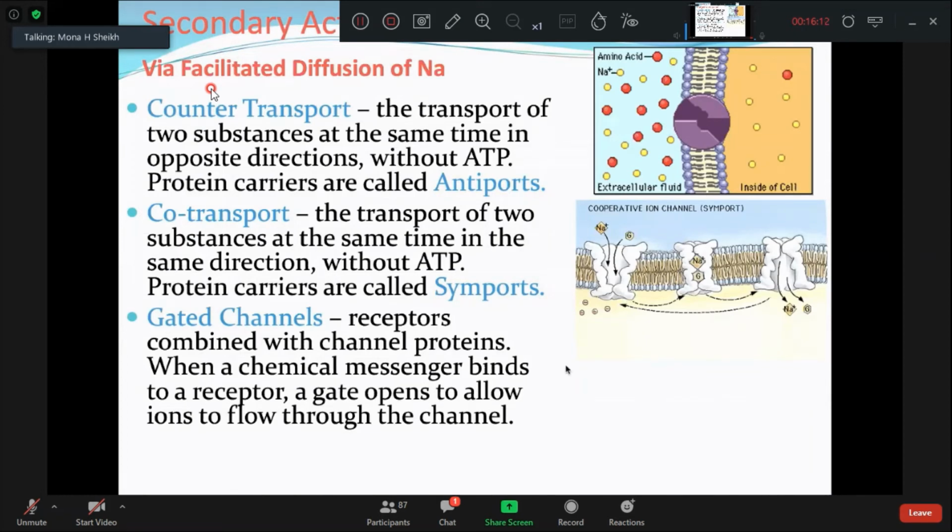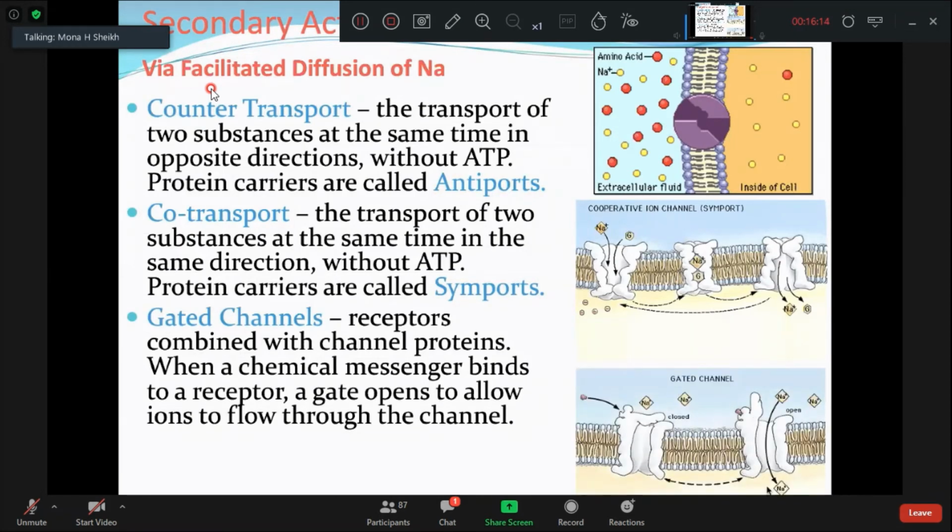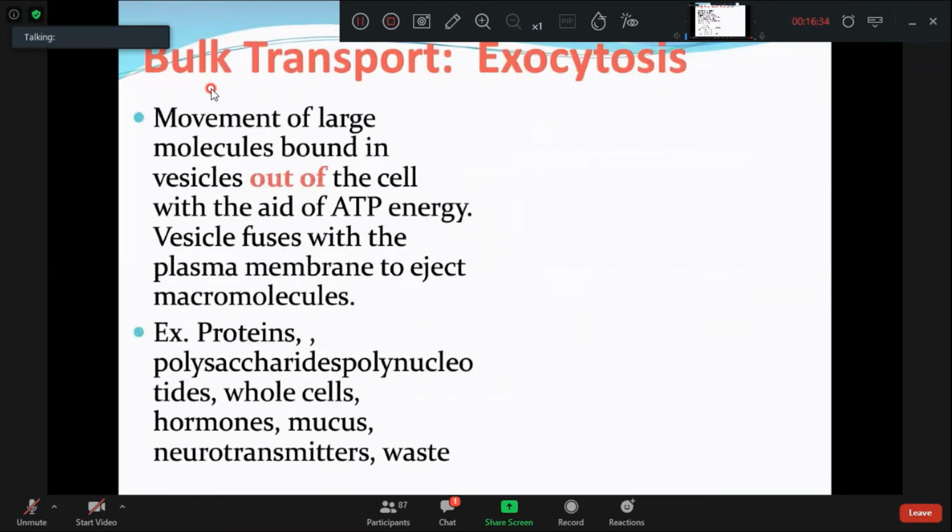Or gated channels. So I have a channel that allows molecules, and it can close or it can open. Okay, mind you, we are talking about active transport. So even if it doesn't require ATP by itself, it is dependent on some primary active transport. Right, I will explain the primary and secondary in a minute, but let us go to the bulk transport, which is very simple. Let's get it out of the way.